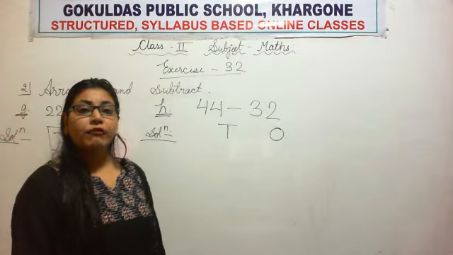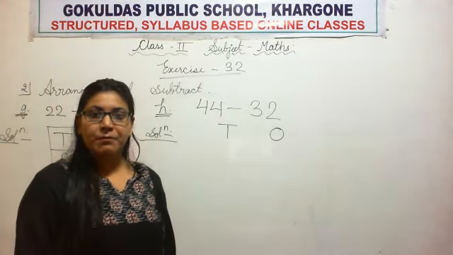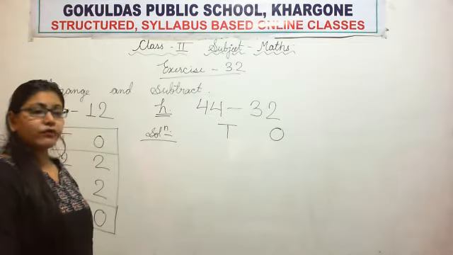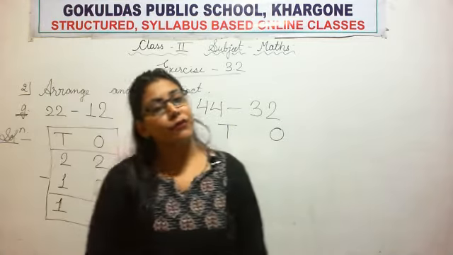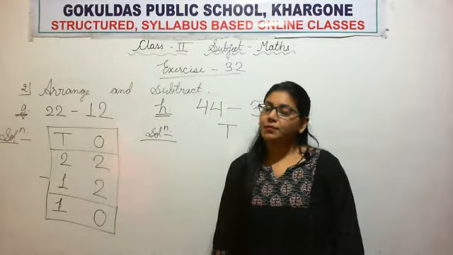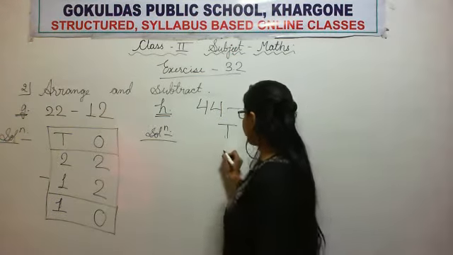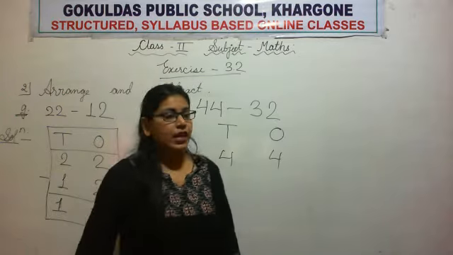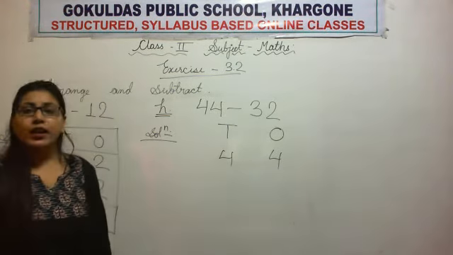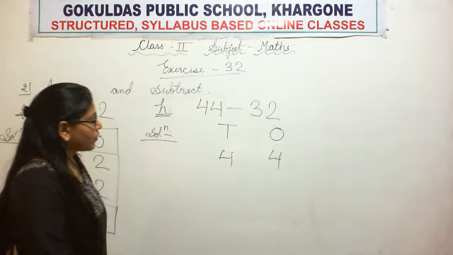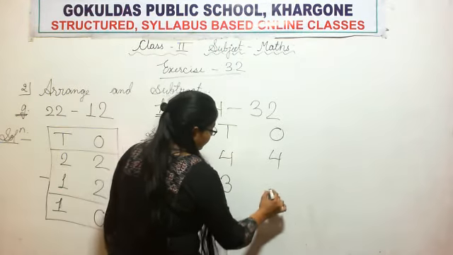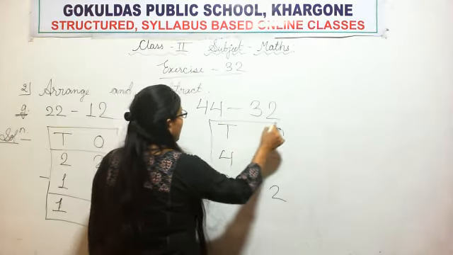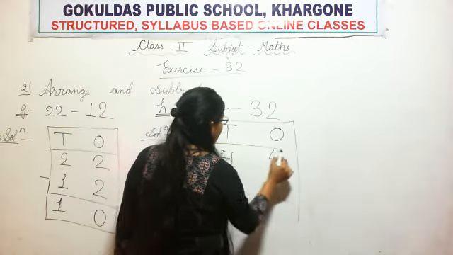Now, we'll find out the minuend. The bigger number is our minuend. So which one is bigger, 44 or 32? Very good. 44 is the bigger number. So we'll write 44 first as minuend. Now, 32. 32 is the smaller number. So we will write it as subtrahend. As we are doing subtraction, we'll put the minus symbol.